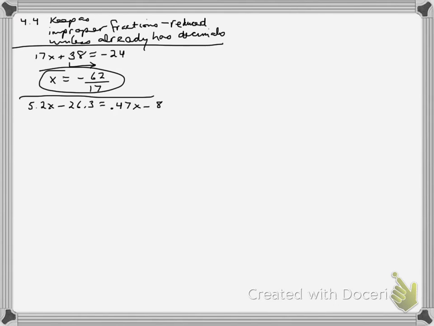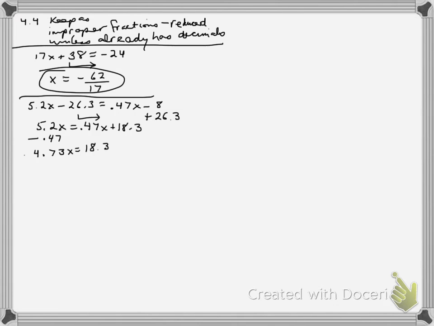However, when I get to something like this, I will move that this way. So I'll get 5.2x equals, I'm going to add 26.3 to a negative 8, so I'll take the difference. That will end up being 18.3. I'm going to subtract 0.47. So if you don't want to try to do that in your head, go ahead and do it on paper. I would turn that 5.2 to 5.20.